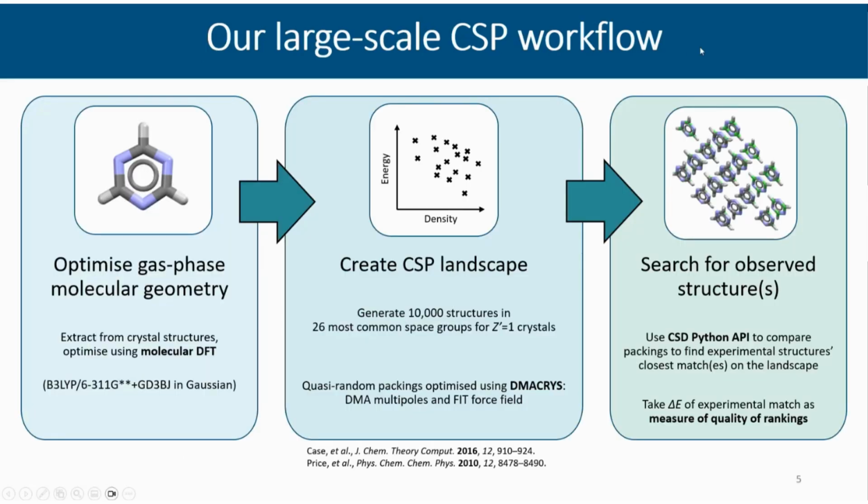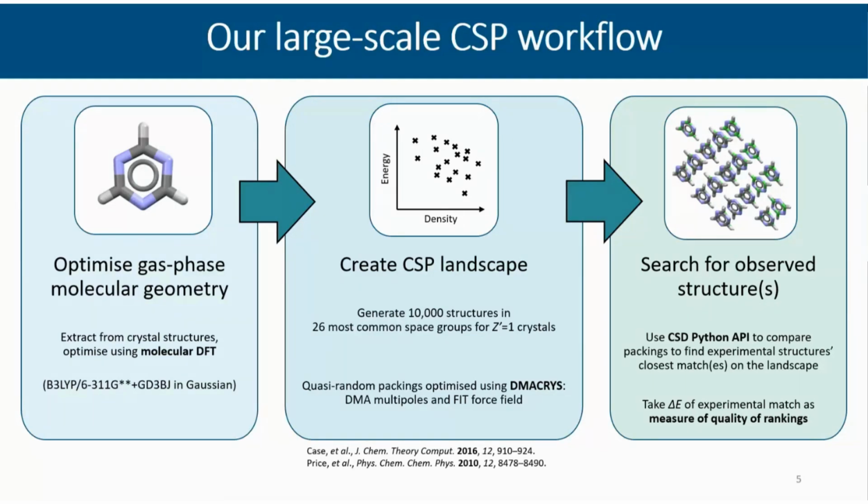So what does that actually entail? In this case, what it meant was that for every one of these experimentally known structures, we extract the molecular geometry and then we gas phase optimize it using a DFT method of choice. This doesn't particularly introduce bias in these cases because the molecules are so rigid. So this is mainly just so that we have a consistent starting place for all of our different molecules, and so we have quantum mechanical charge densities for these.